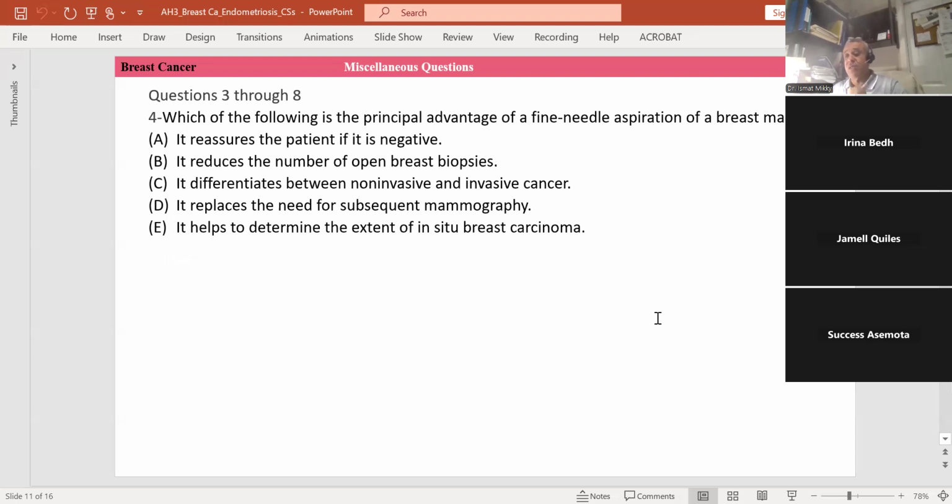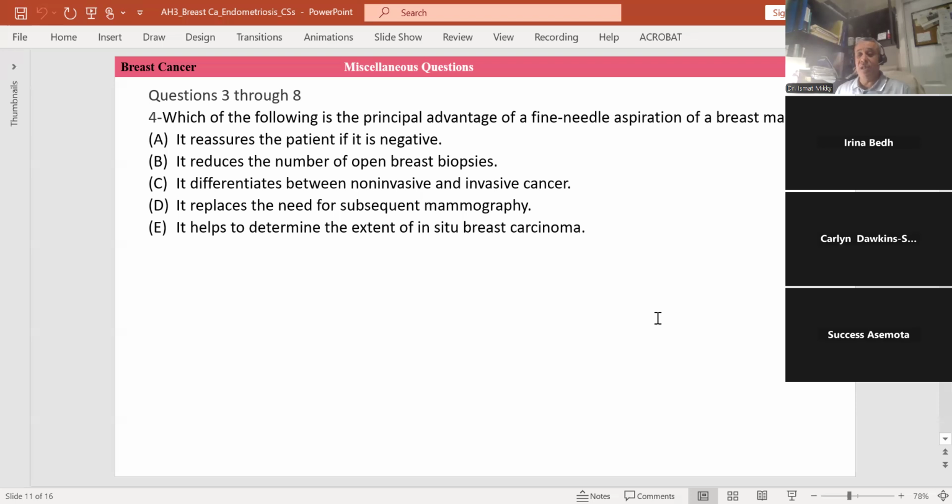Next question: which of the following is the principal advantage of fine needle aspiration, FNA, of a breast mass? So the advantage is B. It can distinguish between a cystic lesion, if it's just a cyst, and, on the other side, a solid lesion or tumor, and it reduces the number of open breast biopsies when it is positive for cancer.